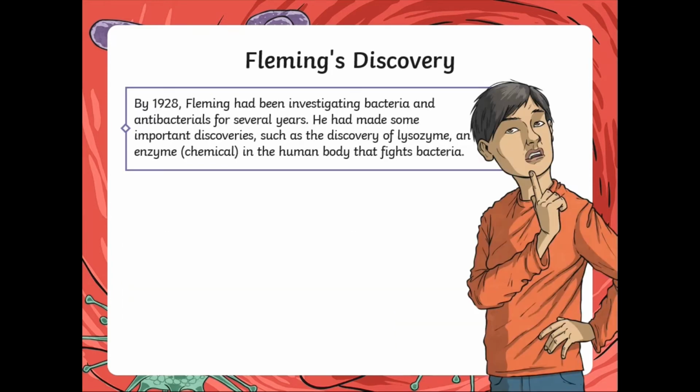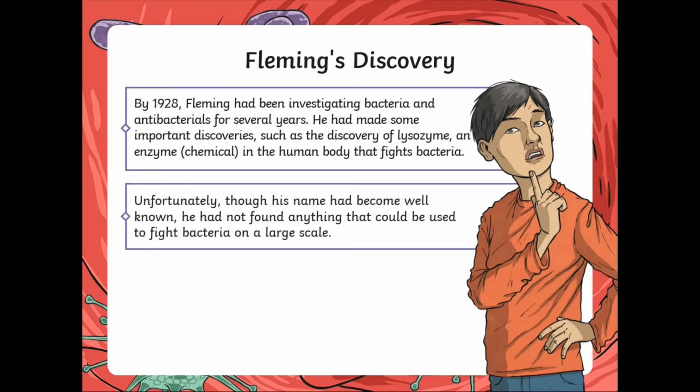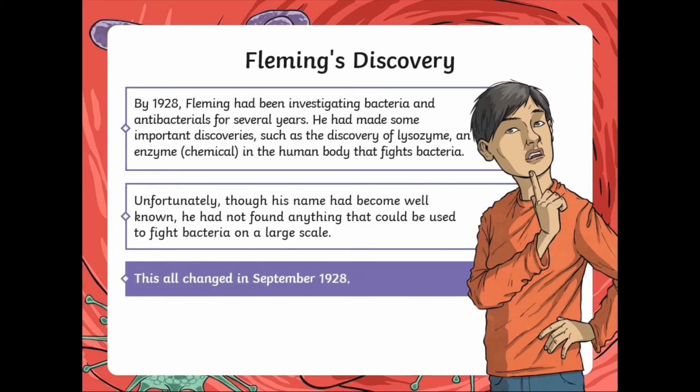By 1928, he'd been investigating bacteria and antibacterials for several years, and he made some really important discoveries, such as the discovery of lysozyme, which is an enzyme, not a chemical, in the human body that fights bacteria. Unfortunately, though his name had become well known, he had not found anything that could be used to fight bacteria on such a large scale. But this all changed in September 1928.